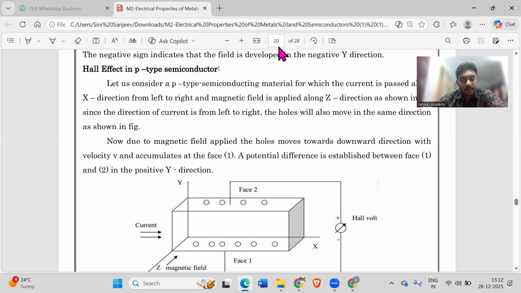So I hope it is clear, right? The Hall effect and everything, even the statement and everything, is clear now. Yeah. Okay, then. That's it.